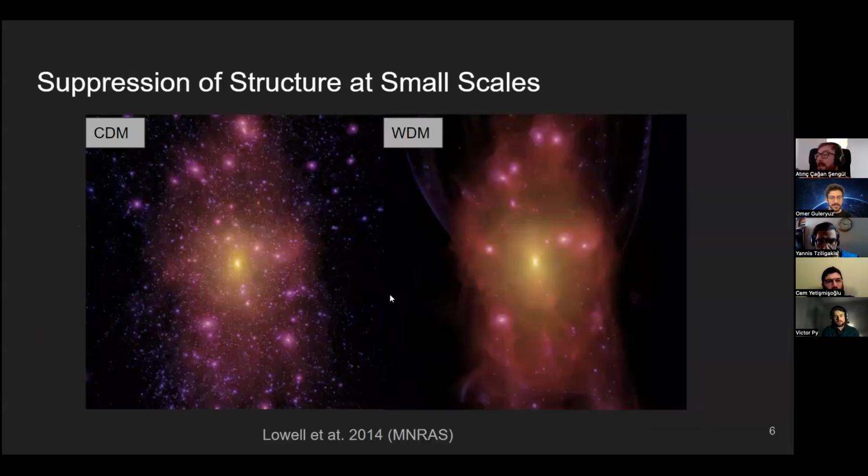In a dark matter particle simulation, on the left-hand side, what you see is what you expect from cold dark matter. You see halos and subhalos, which are satellites of bigger halos, at all scales down to the scales that you can no longer observe. But in warm dark matter, below a certain scale, you still see the larger subhalos and the bigger halos still forming. But below a certain scale, the number of smaller subhalos is suppressed.